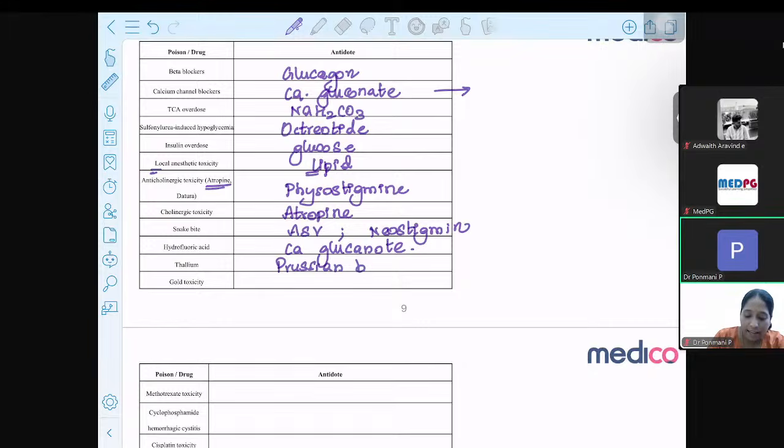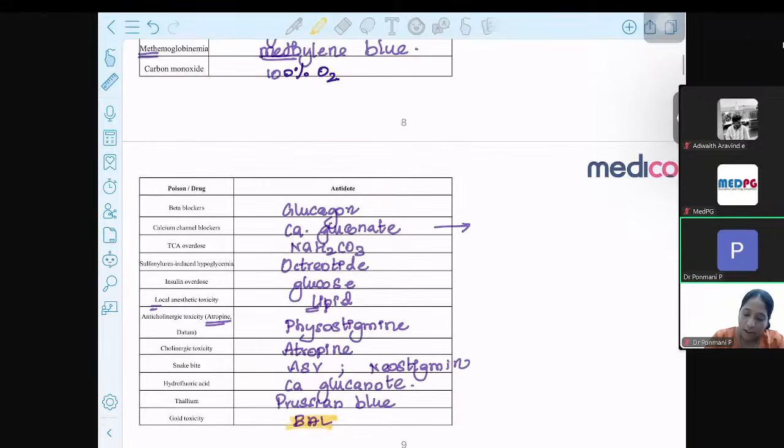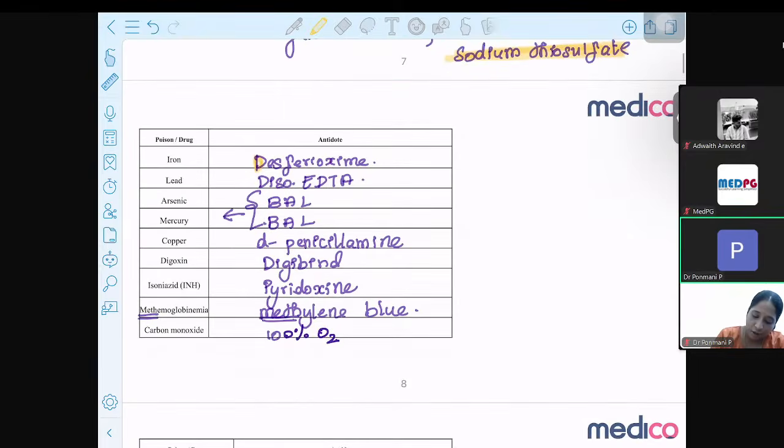Can you tell me where we give methylene blue? Methylene blue is given for methemoglobinemia. And here, you're going to give Prussian blue. And for gold toxicity, also you're going to give BAL. In what other places did BAL come in? The BAL also came in two other places, if you note, that is in arsenic poisoning as well as in mercury poisoning. So far we have seen 3 uses of BAL.